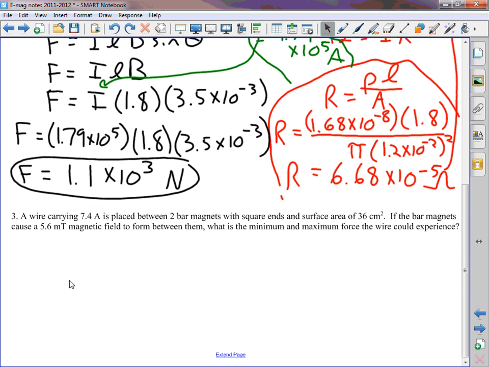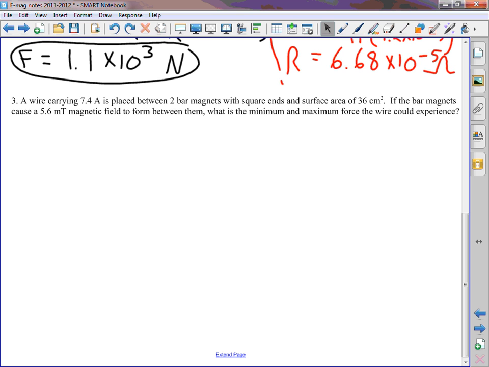All right, so now let's do one last problem here. The wire carrying 7.4 amps is placed between two bar magnets with square ends and surface area of 36 centimeters squared. All right, so let's stop there.